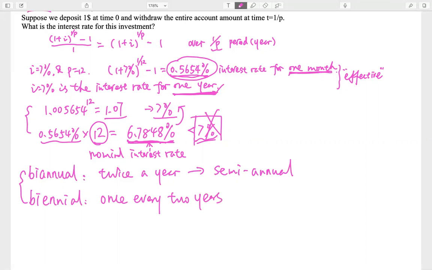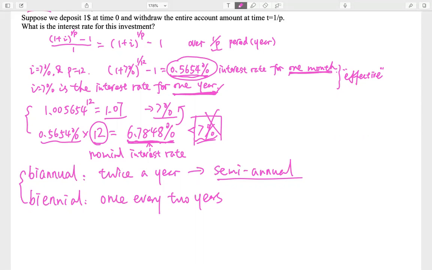So biannual and biannual, well, they read pretty much the same, right? But this means once every 2 years. So you get one payment every 2 years. This means you get one payment every 6 months. So you can see the difference is rather significant, mathematically speaking. Example 4.1, I leave that to you. So it's basically P equals 2 and I equals 8%, right? So you do the easy calculation.